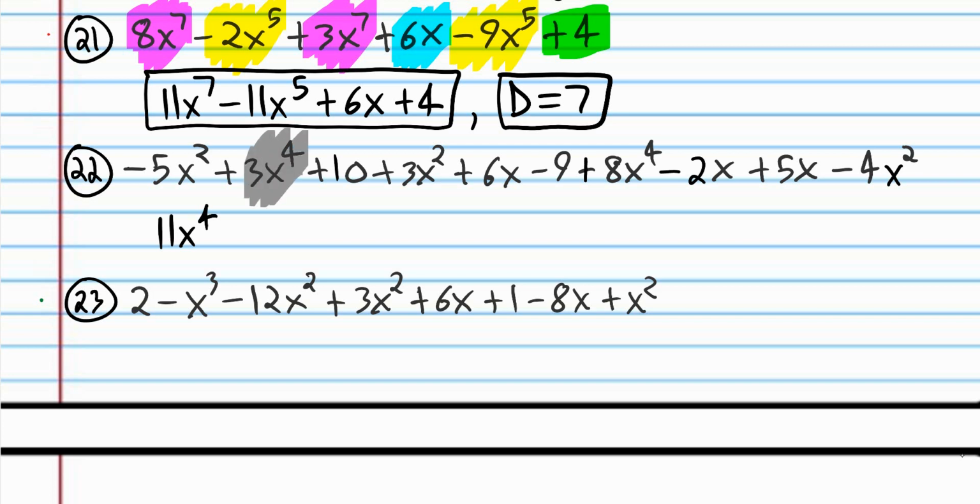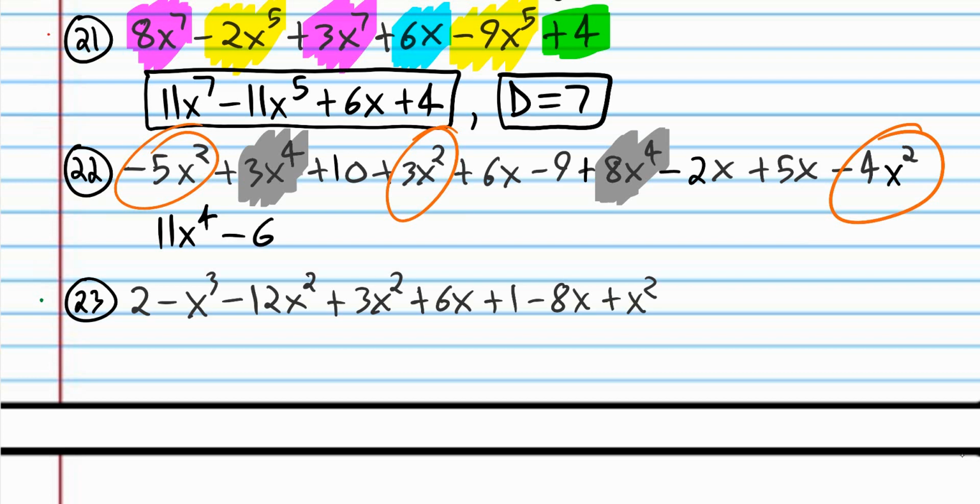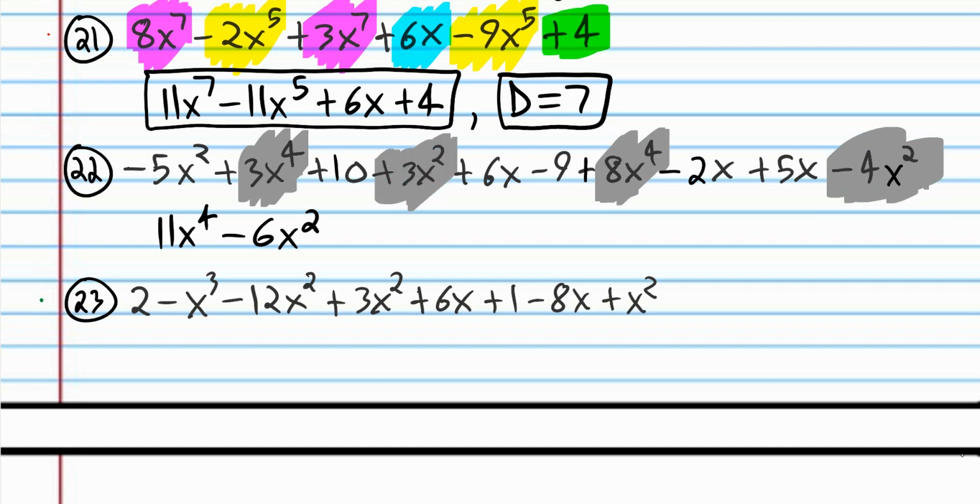I'm going to shade those. And then we have our x squared terms. We have 3 of those. I'm going to use a different color here, here, and here. So negative 5 plus 3 is negative 2. Negative 2 plus negative 4 is negative 6. And we can shade those, just to know that we've already combined those.